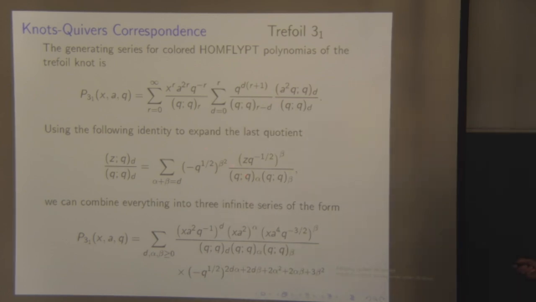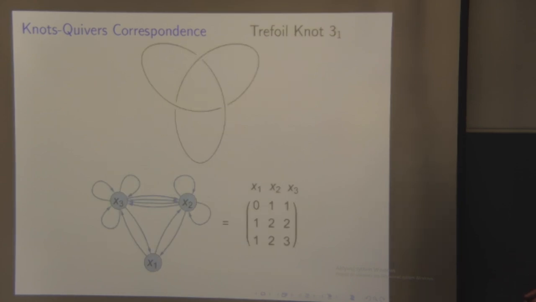And once you substitute this identity here, you get a series in 3 variables, so 3 indices, and you can read out the form of the quiver from the exponents of the quadratic part of q. So it's as simple as that. So if you give me the colored HOMFLY-PT invariants, you can rewrite them and obtain a quiver matrix and the associated quiver directly from it.